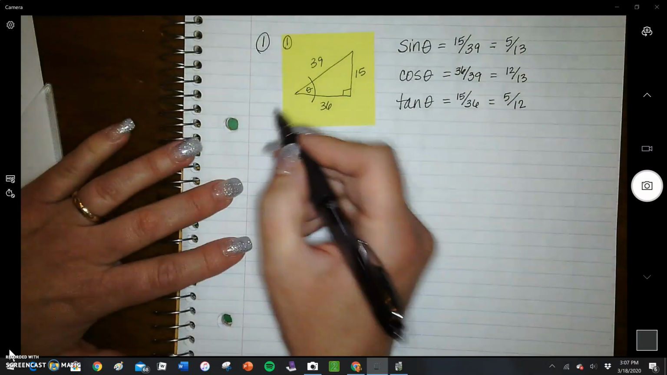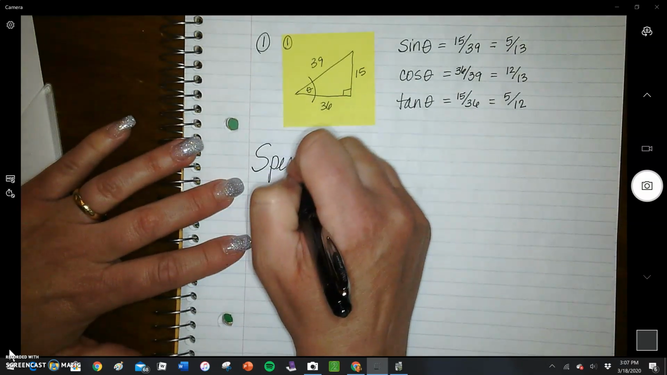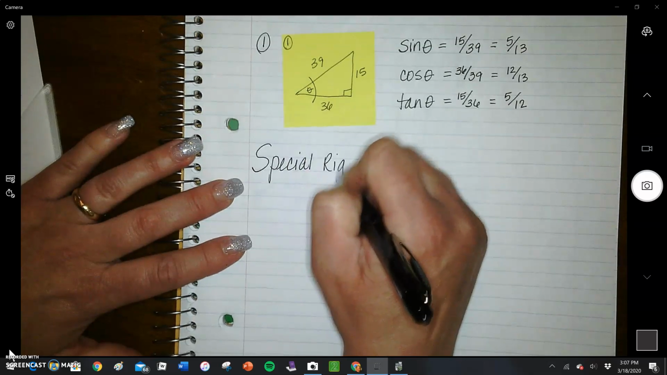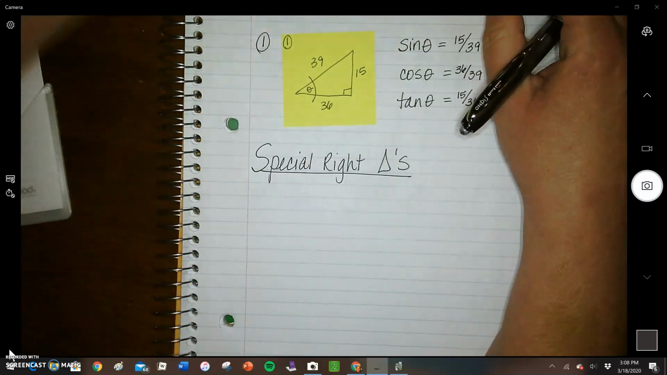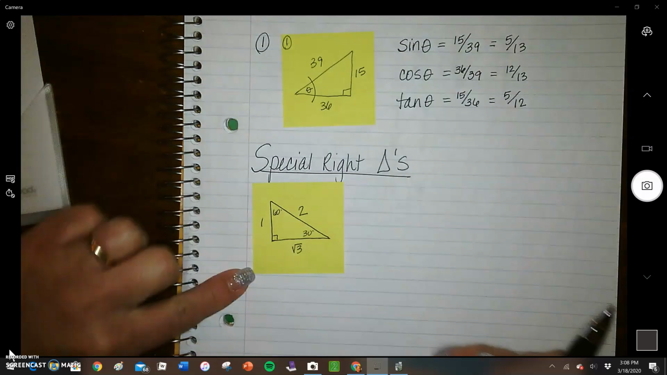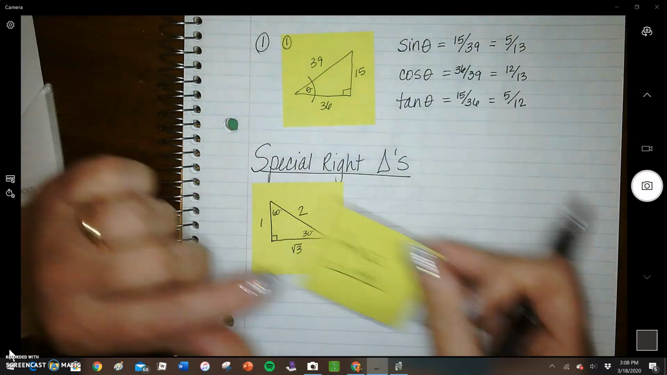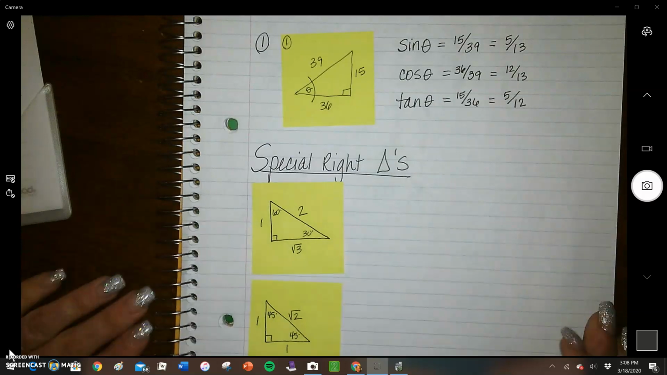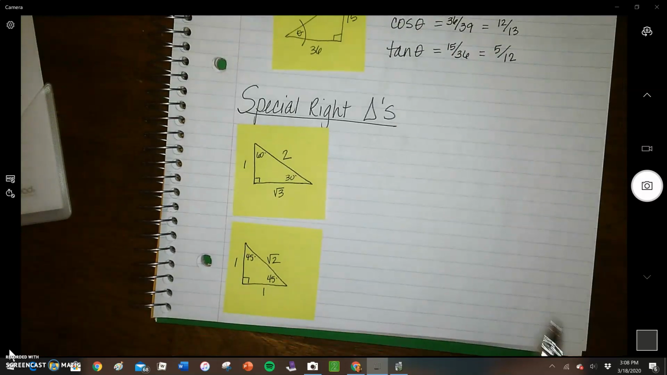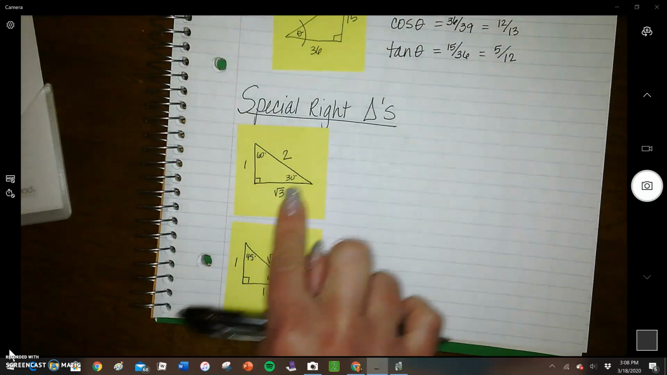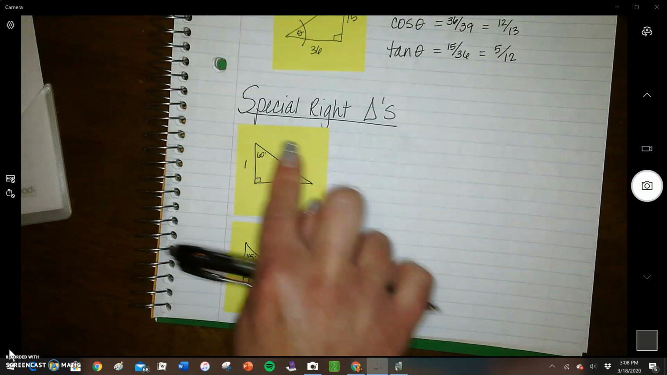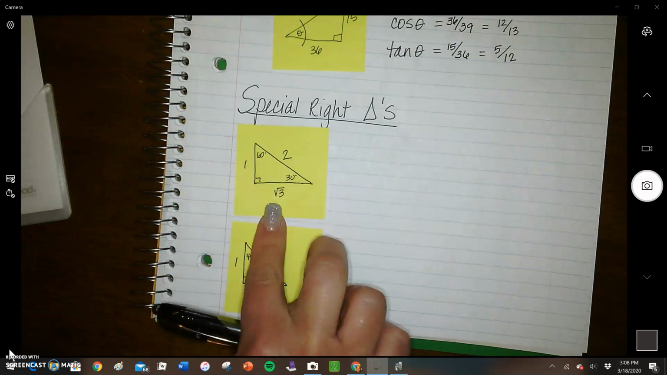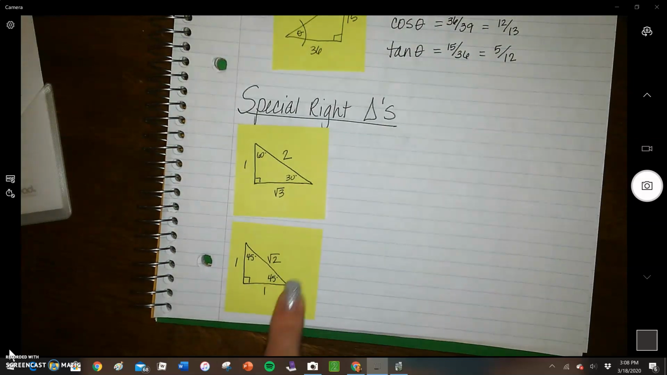The other thing that we need to review really quick are some special right triangles. The special right triangles are the 30, 60, 90 triangle and the 45, 45, 90 triangle. So here are the two triangles that we need to review, okay? In every 30, 60, 90 triangle, the sides have this same ratio. Every 45, 45, 90 triangle, the sides also have this same ratio.